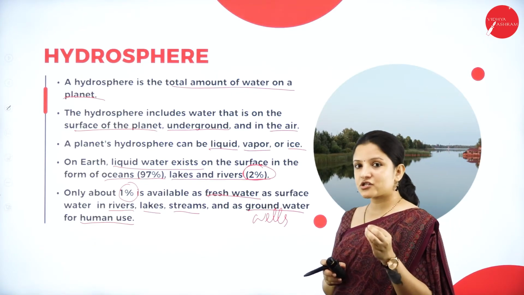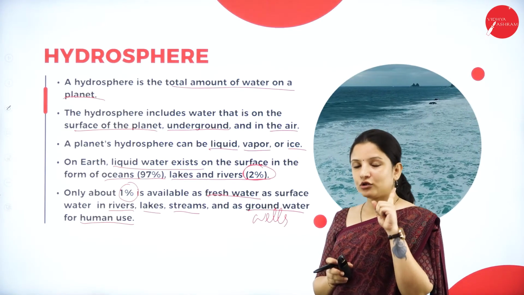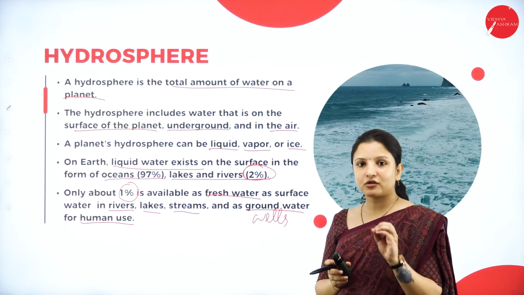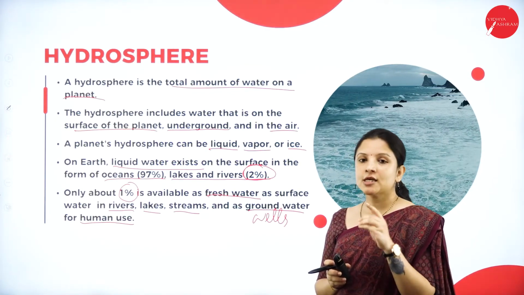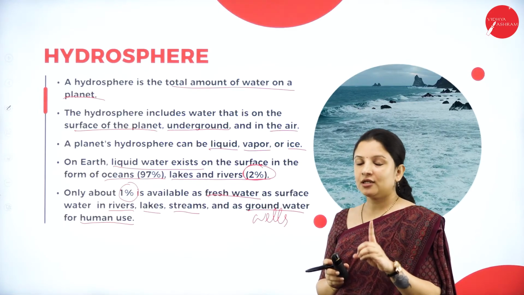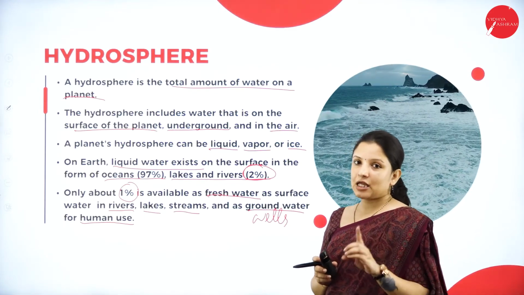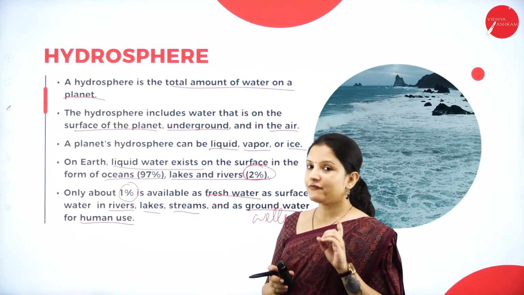So how much is now remaining? Out of the whole hydrosphere of the planet Earth, only 1% of water is for human consumption. So that is why please save water. Do not unnecessarily waste water.